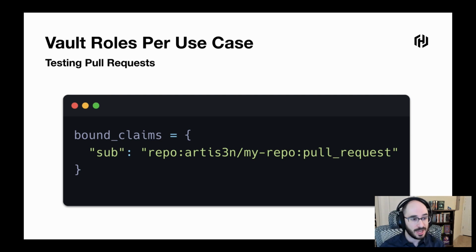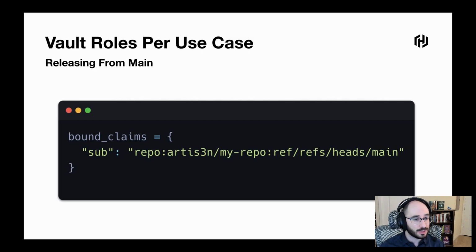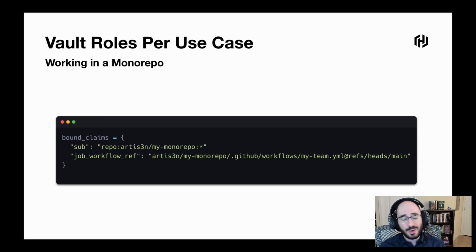For example, here we're saying, all right, pull requests from the artisan/myrepo repository can access this vault role. Great, only pull requests. Here we're saying, we want production secrets from the main branch, so the main branch in artisan/myrepo can access this vault role. Done. And we can combine, again, any number of the token claims, and they all have to be present in the JWT in order to receive an auth token for the vault role.